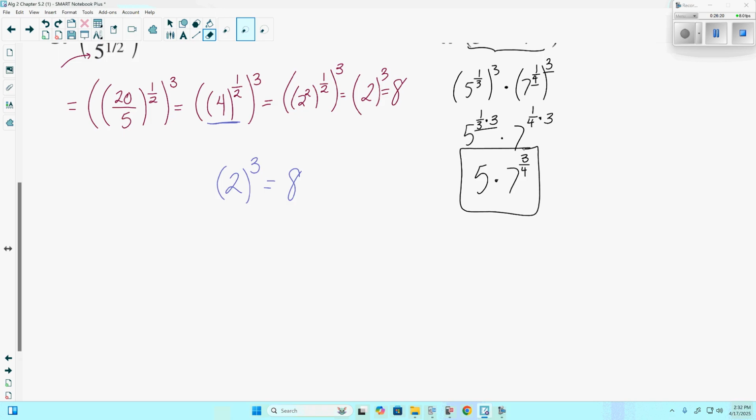But on the previous one, we had 4 to the 1/2. We're trying to see what number times itself is 4. That is 2. We can simplify it, it works out.